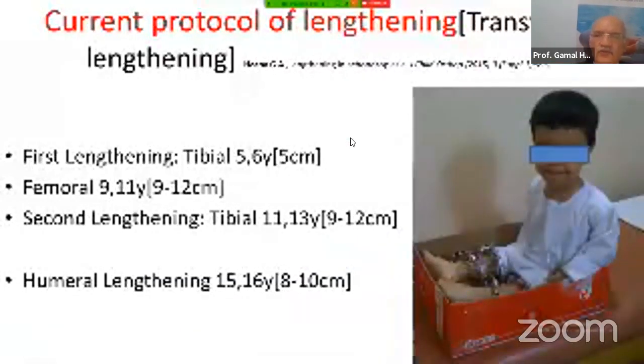My current protocol of lengthening now, we use a transverse lengthening. We start from a very young age, 5 to 6 years. We do 5 centimeters, and we do over-lengthening of the tibia to tighten the lateral ligament and to correct the varus deformity. And then we do femoral lengthening at the age of 9 to 12, 9 to 12 centimeters. Then a second tibial lengthening, bifocal, 9 to 12 centimeters. Then humeral lengthening at the age of 15 to 16. So before the patient goes to college or the university, he's almost normal in shape.